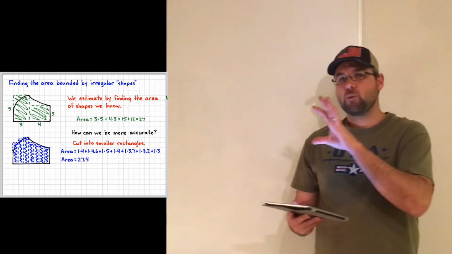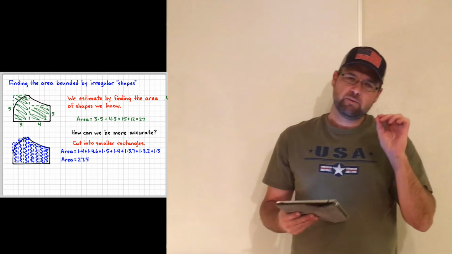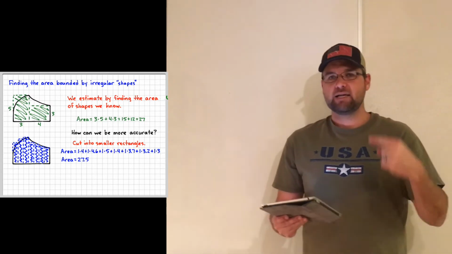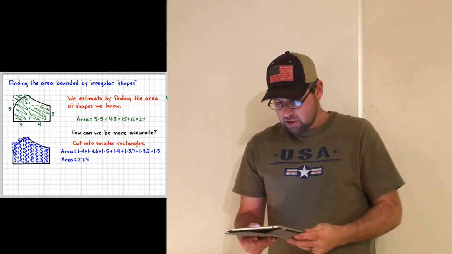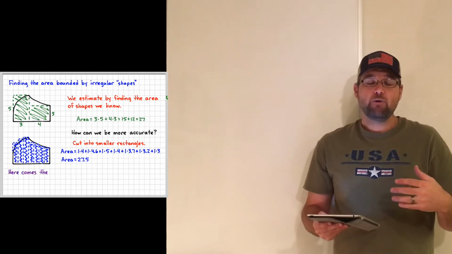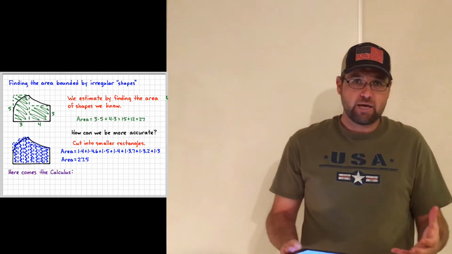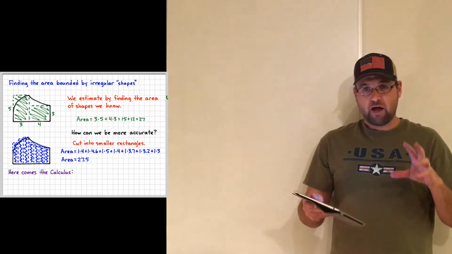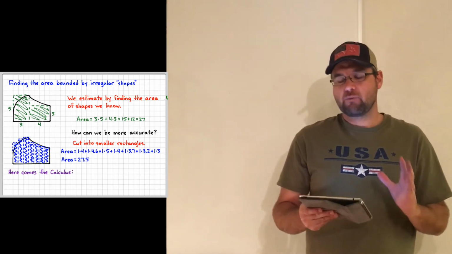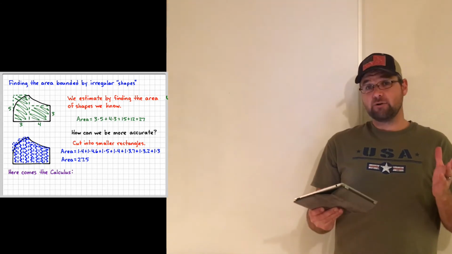So pretty close to the original approximation, but it's going to be a little bit more accurate because I cut it into more rectangles. So again, that makes us ask, how do I find the exact area between the curves, or how do I find the exact area of that region? Well, here comes the calculus.